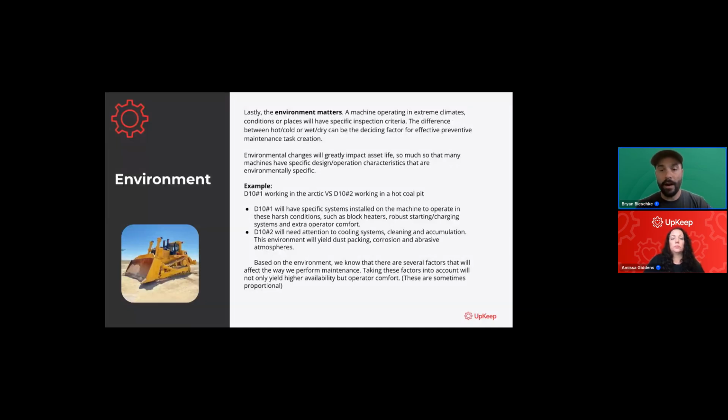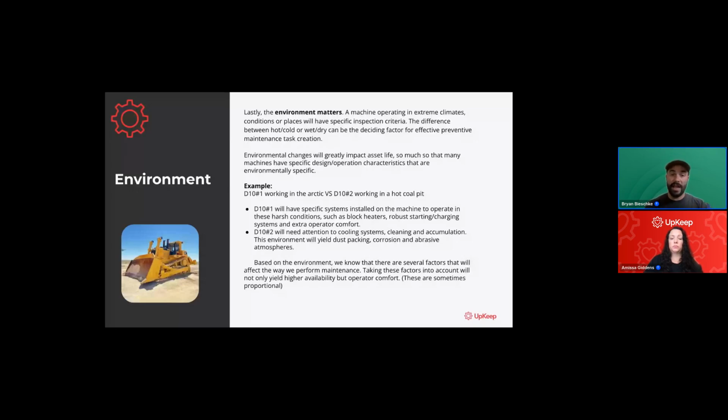All right, environment. Environment matters. All of you in South America or overseas in deserts and tropical climates, or up north in extremely cold environments, those things are going to weigh on the way our machines wear and how we operate them. So we have to look at that when we're writing preventive maintenance tasks. Lastly, the environment matters. Machines operating in extreme climate conditions will have specific inspection criteria. The difference between hot, cold, wet, or dry can be a deciding factor for an effective preventive maintenance task.